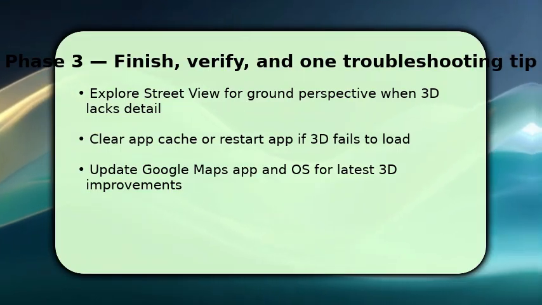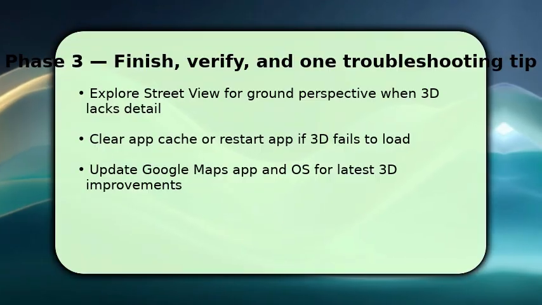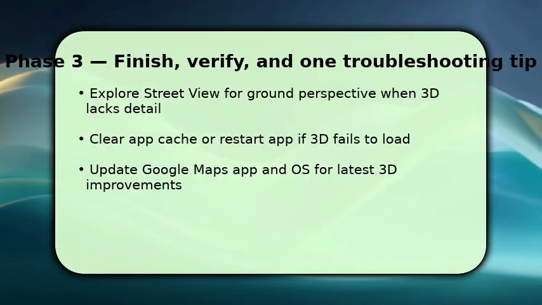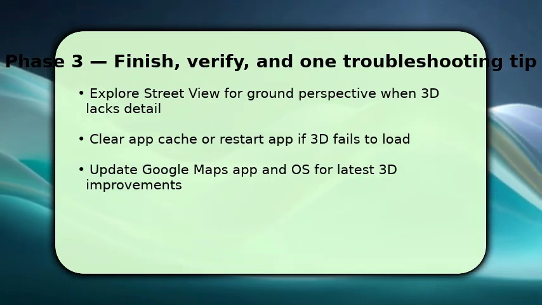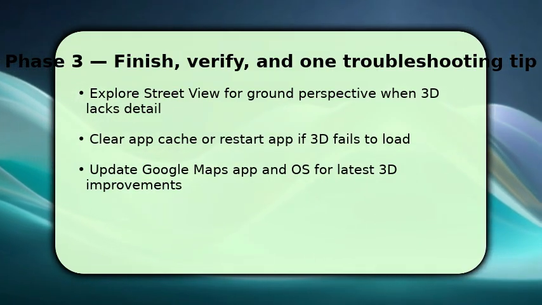If some structures are flat or missing, switch to Street View for ground-level context. Troubleshoot by clearing the app cache, restarting your device, and confirming Maps is updated. These steps resolve most rendering issues.